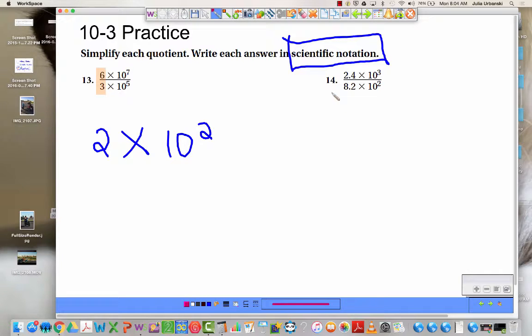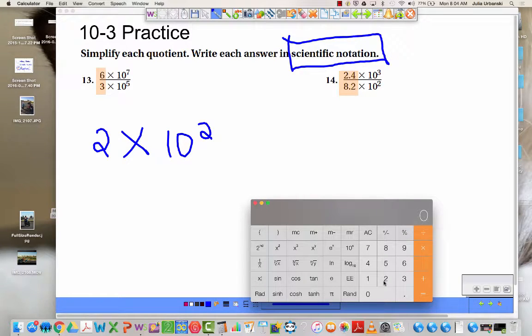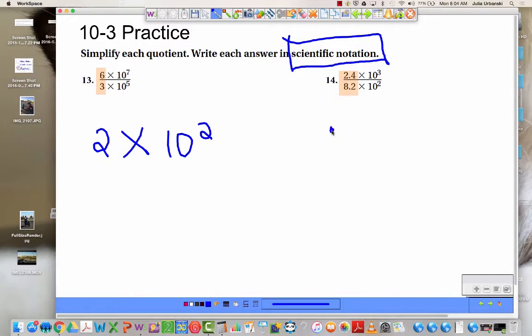For number 14, divide 2.4 divided by 8.2, and if it doesn't round or it's not exact, let's go to 4 decimal places. You can answer already? 2.4 divided by 8.2. Is that what you got? I see 0.2927. Do we agree with that? Okay. All right, times 10 to the what?